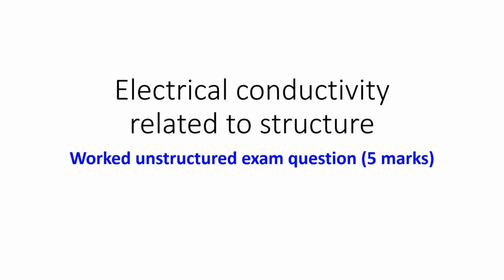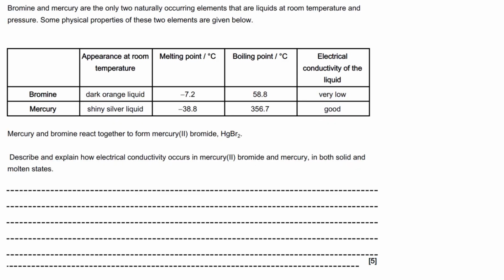Hello and welcome to this clip having a look at how electrical conductivity can be related to structure through an unstructured 5-mark exam question. So it talks about bromine and mercury and gives you some data to do with each one. And then it says bromine and mercury react together to form mercury 2 bromide.